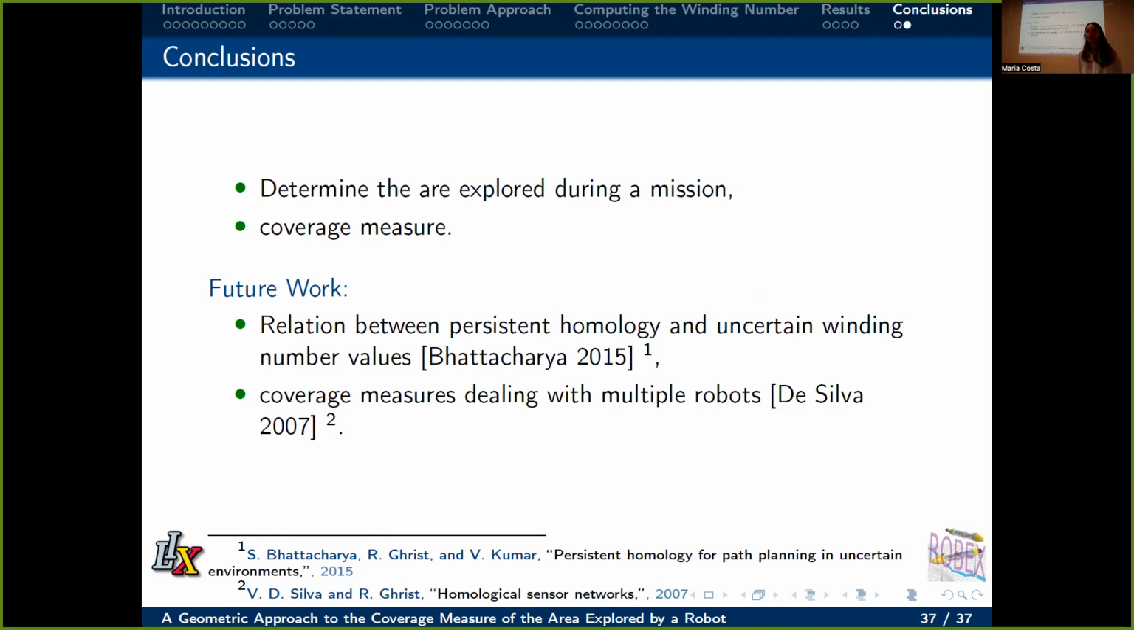And for future work, we would also like to understand how our work relates to other works where people work with robotics and topology at the same time. For example, we are going to be using a multiple robot system to do the coverage measure, and we would like to understand how we can integrate, for example, the different sonar contours that we are going to obtain.